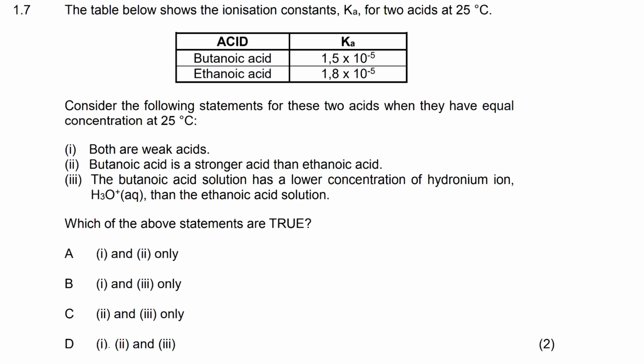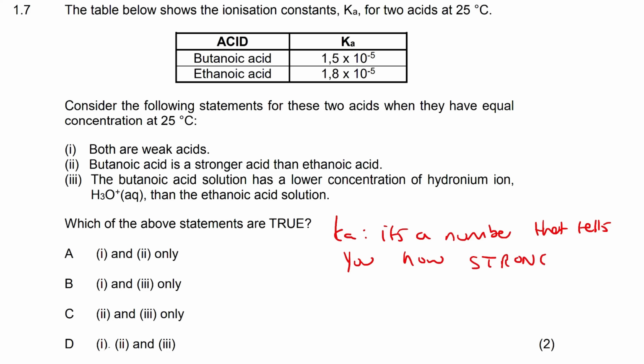The table below shows the ionization constant. Okay, so what is the ionization constant? I don't want you to panic when you see this. The Ka number, all it is the following. It's a number that tells you how strong an acid is. Okay, the higher the number, the stronger the acid.